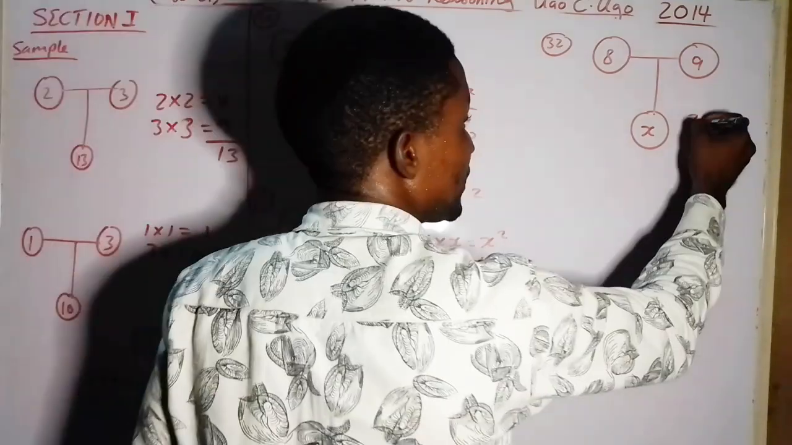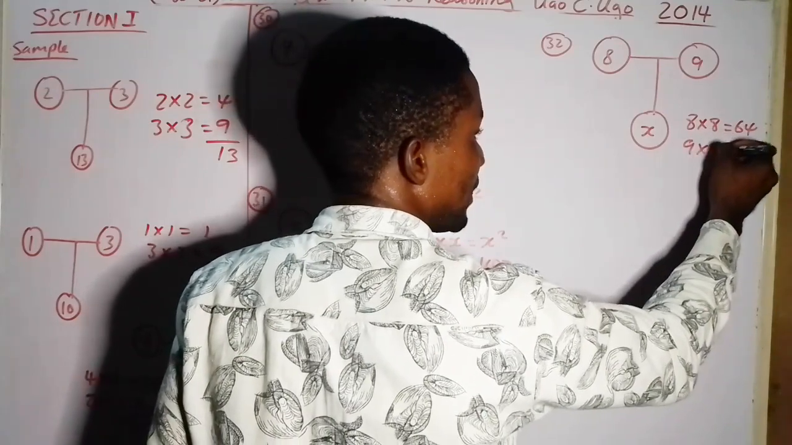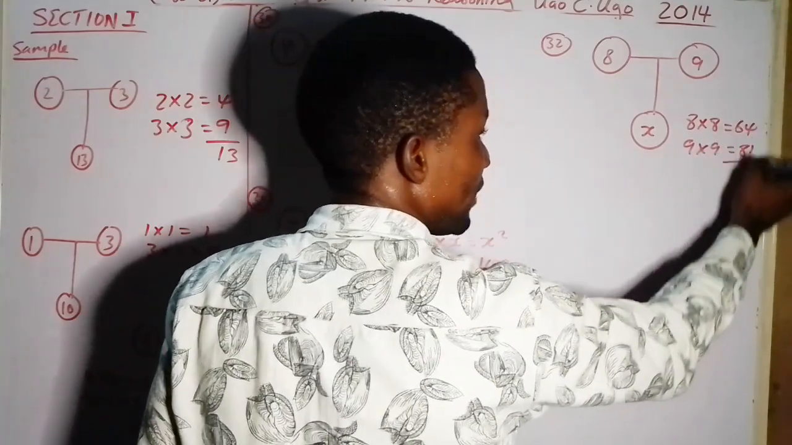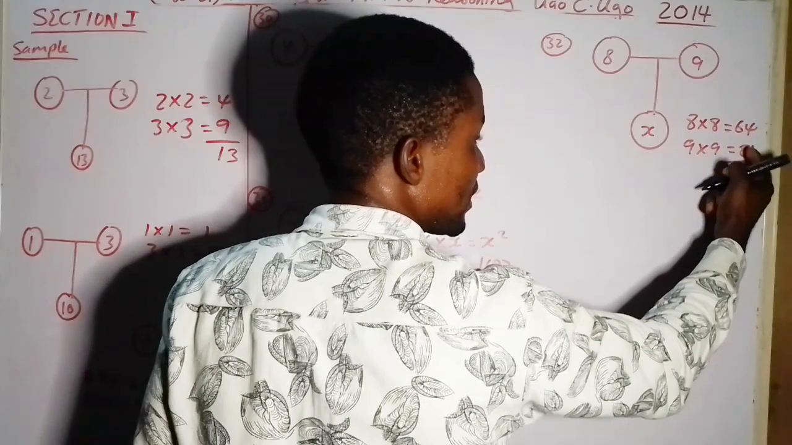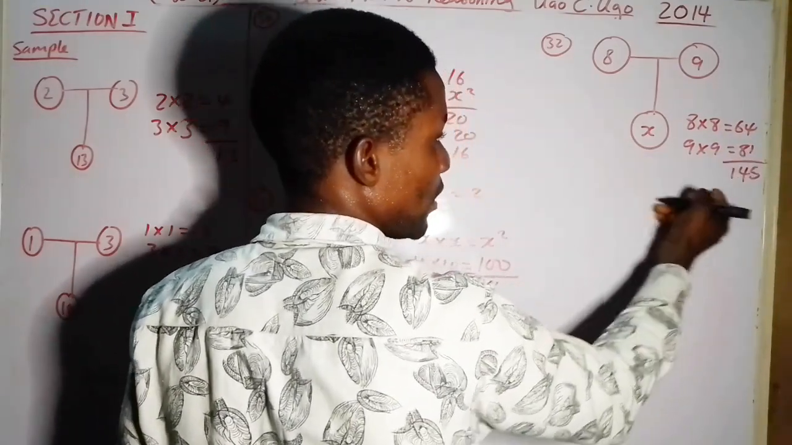is 6. This one is 8 times 8, which gives us 64. 9 times 9 gives us 81. So when we add everything together, we have 5, 6 plus 8 gives us 14. So our answer here is 145.